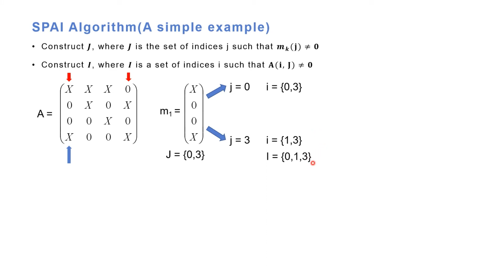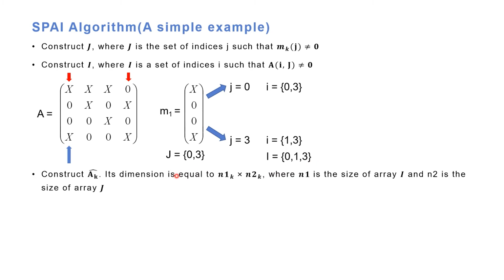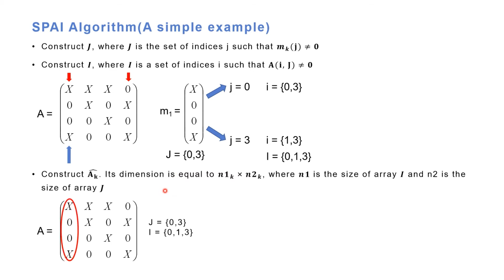After constructing J and I, we construct a submatrix Â. Its dimension is equal to n1k times n2k, where n1 is the size of array I and n2 is the size of array J.